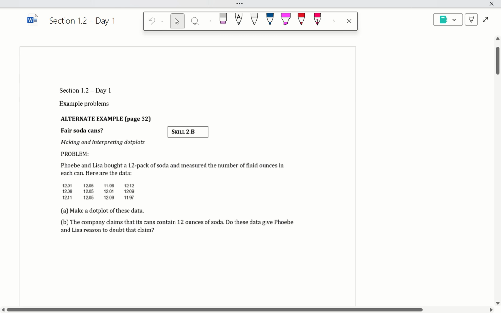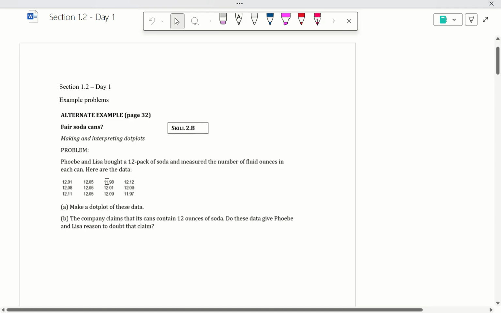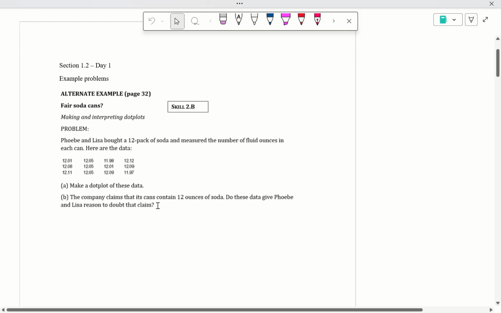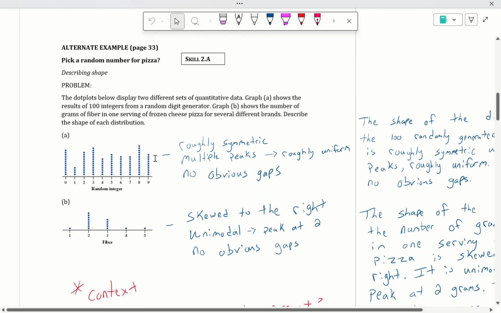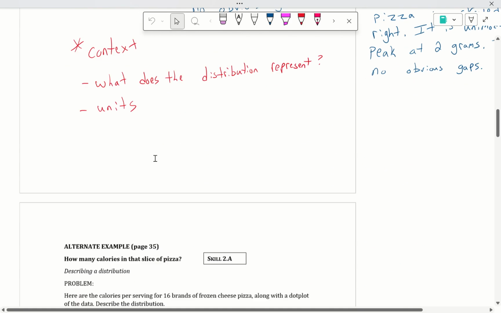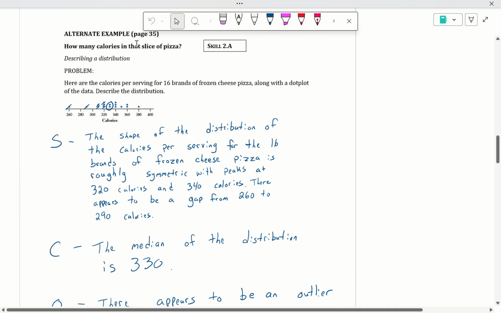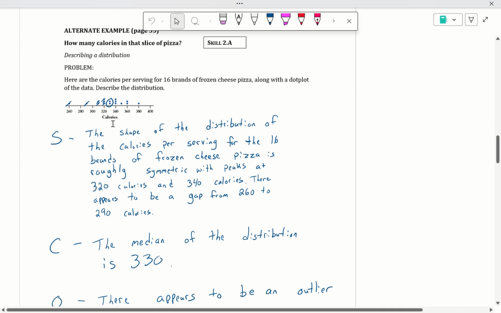I wanted to go over a couple problems from this example sheet that we didn't get to in class today. We made the dot plot to this problem, the soda can problem. We did that in class late last week. In class today, we did not talk about this problem. We'll talk about it momentarily. In class today, we did work the how many calories are in a slice of pizza. I want to talk about this one first, just to recap everything.